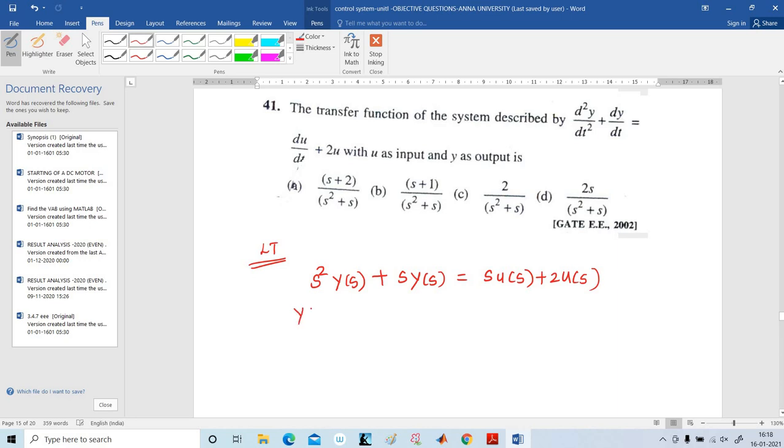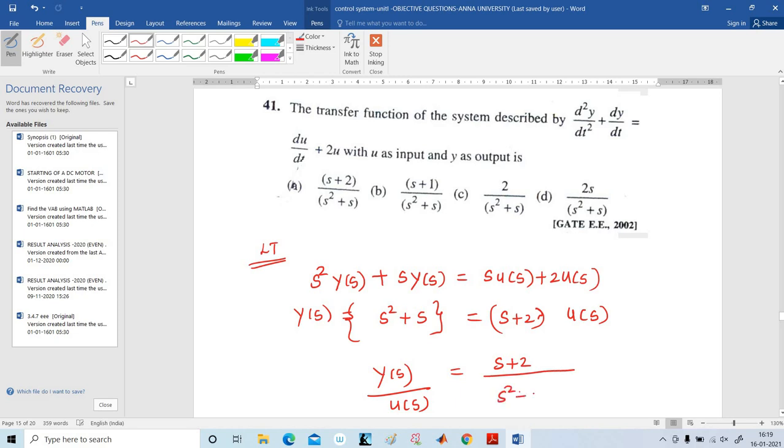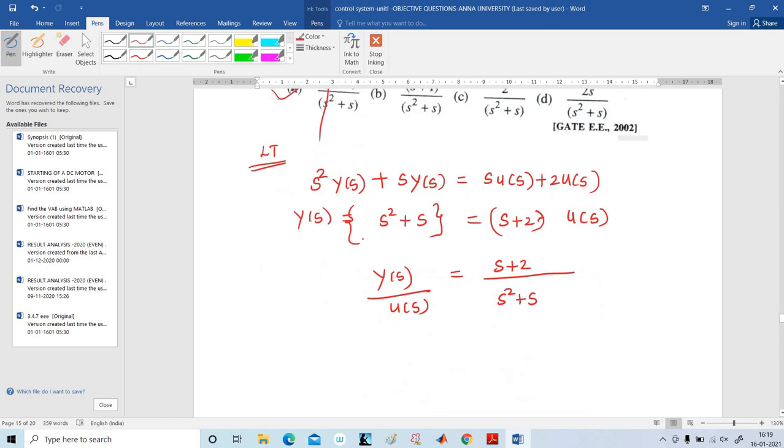Now I have to take Y of S outside. Inside I have S square plus S, and here I have S plus 2 into U of S. Now I am going to find the output by input, that is the transfer function. So what is the answer? S plus 2 divided by S square plus S is the correct answer. So option A is the correct answer.